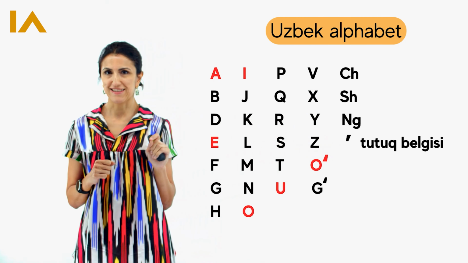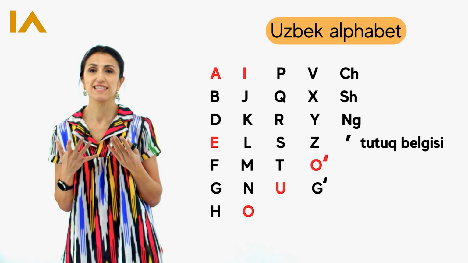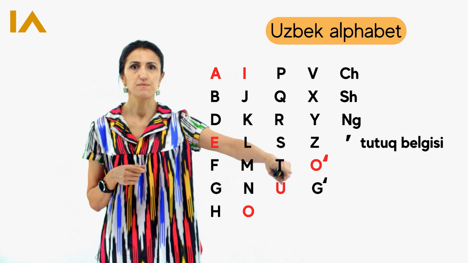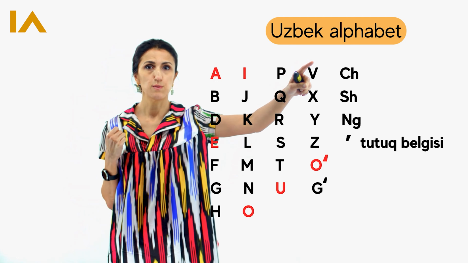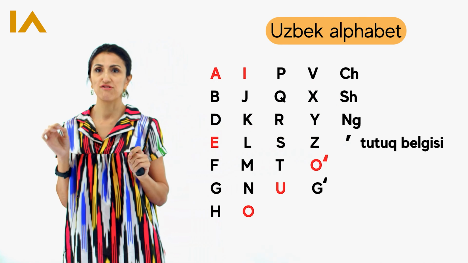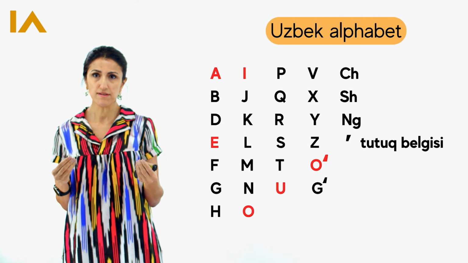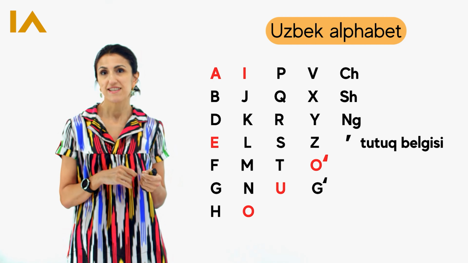Tutuq belgisi. So we can see that there are 26 letters. These are 26 letters. Here they are. Then we have 3 digraphs: 1, 2, 3. And 1 symbol, the stress mark. In general, 30 symbols. Among them, 26 letters, 3 digraphs, and 1 symbol.